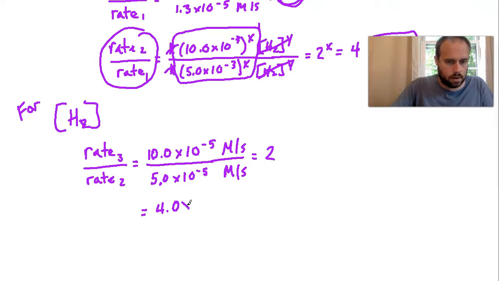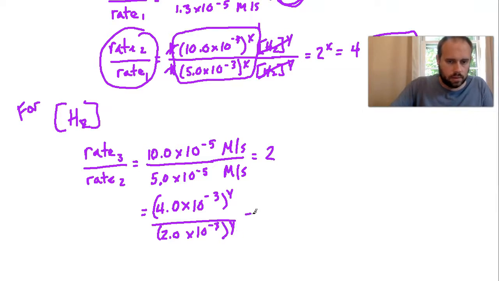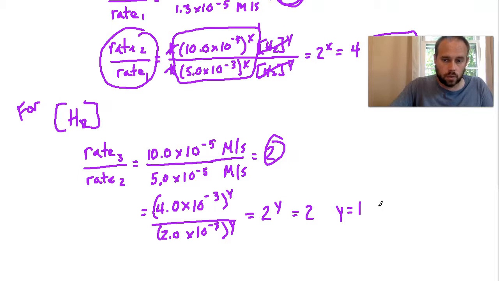It's going to be 4 times 10 to the minus third, and remember that's going to be raised to the y. And then we've got 2 times 10 to the minus third, also raised to the y. So what does this equal? Well, if I combine that and divide through, I end up with 2 to the y equals 2. So y must equal 1 in that case. So now I've got something that is first order for this reaction. So I just leave it as H2.